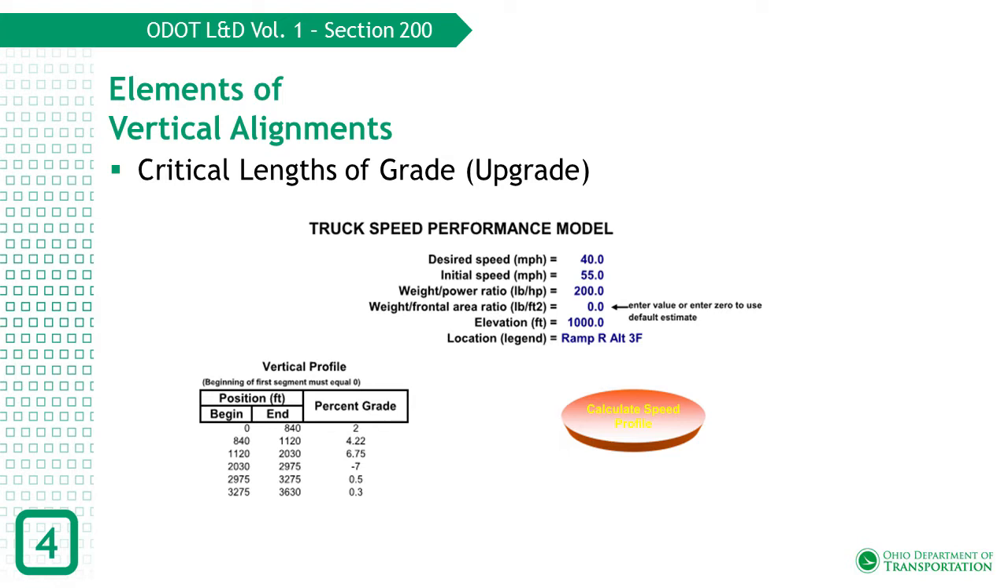This screen shows the inputs for the spreadsheet. In this case, we wanted to know at what point the truck would drop below 40 miles per hour on a system ramp where the initial speed was 55 miles per hour.